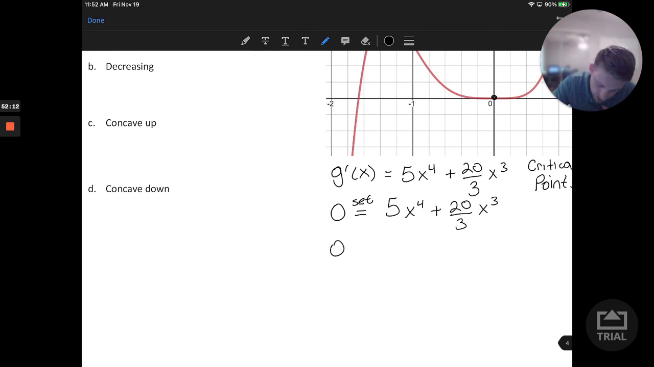We can factor a full 5x cubed, I think, out of both of these terms. Let's consider what that would give us: an x in the first term, and then we'll have a plus 4 over 3 in the second term left over if I factor out a 5x cubed.